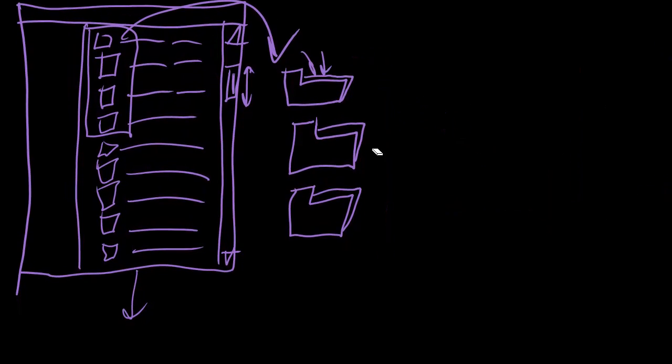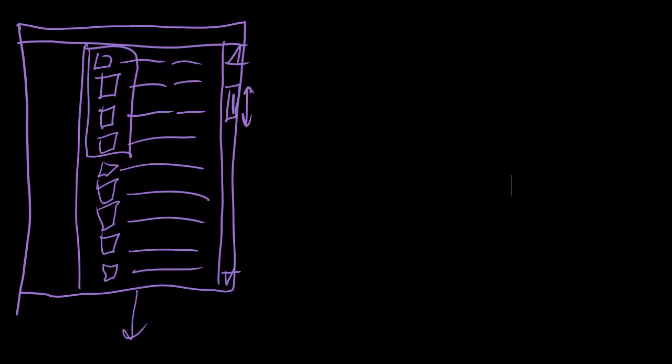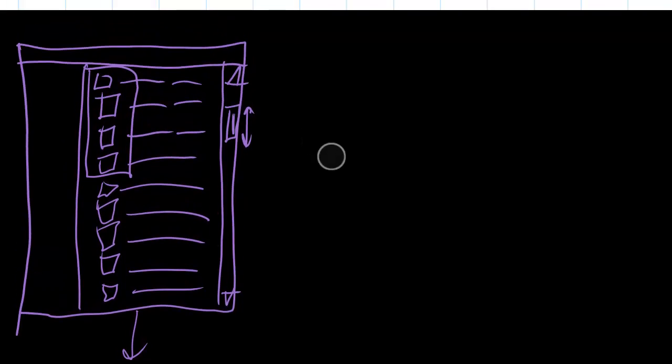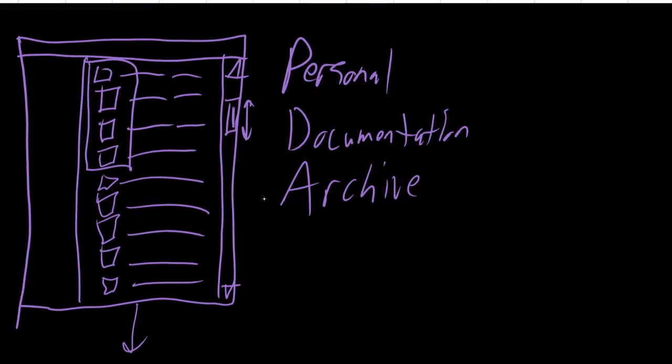Quite often I'll have one that's for just personal stuff. One for documentation. I'll probably have an archive folder. If stuff gets old, I'll move it from one of these other ones down into my archive, so that it's not cluttering up my workspace as much.